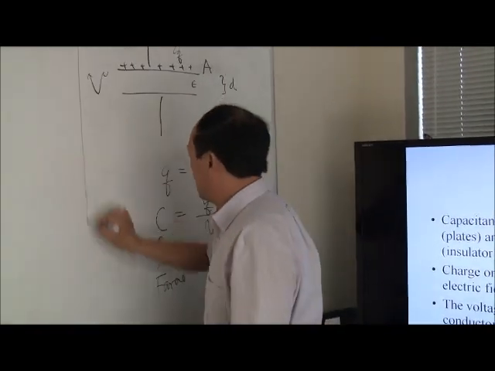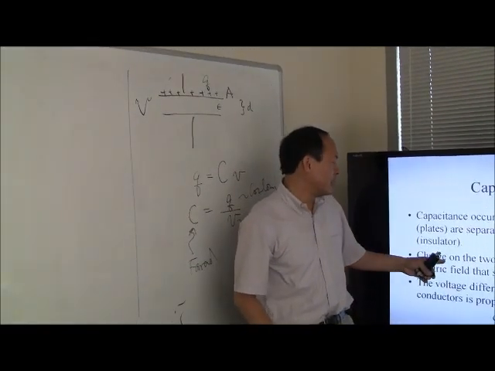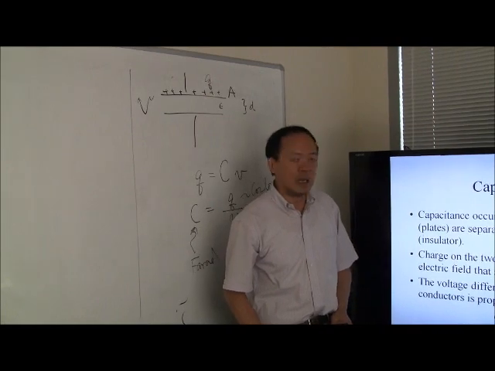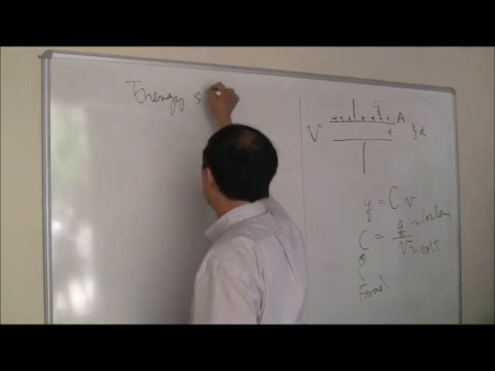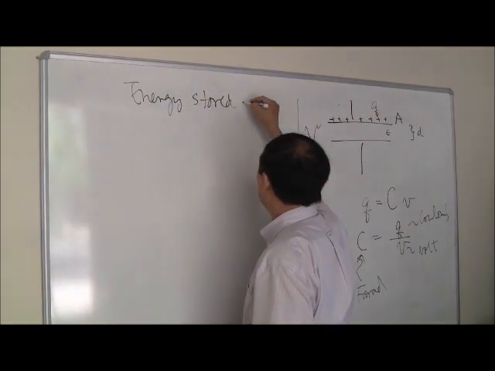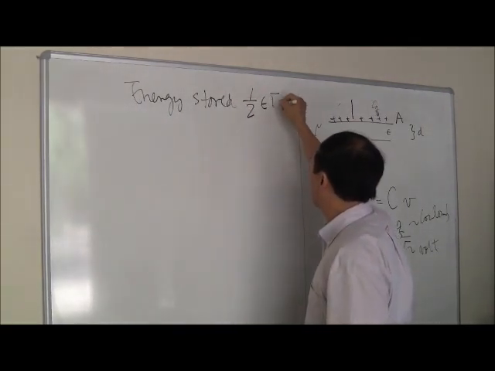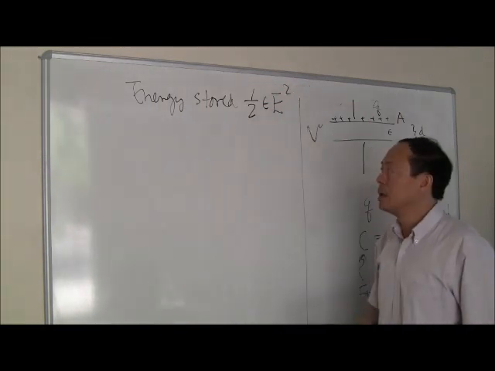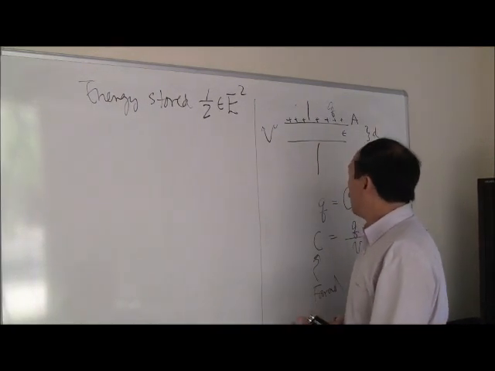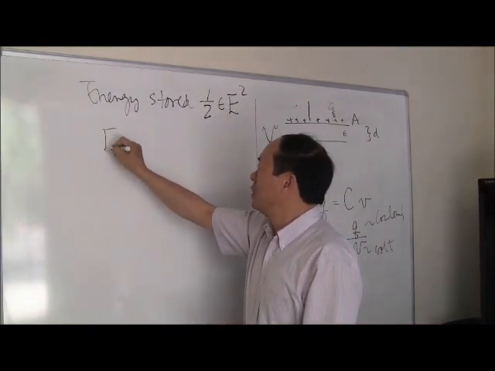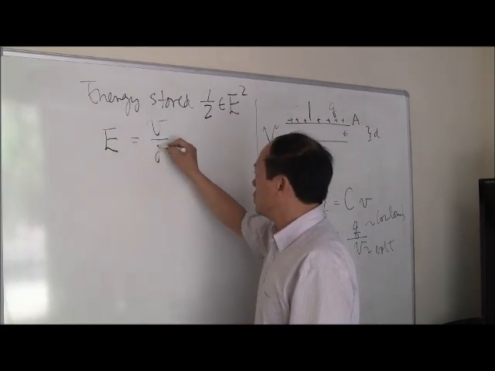Now, on the other hand, we can also look at capacitance from the amount of energy stored in the electric field. So the energy stored has a density of 1/2 of epsilon times E squared, where E is the electric field and epsilon is the dielectric constant. Now we learned early on that the electric field E is equal to the voltage divided by the distance.